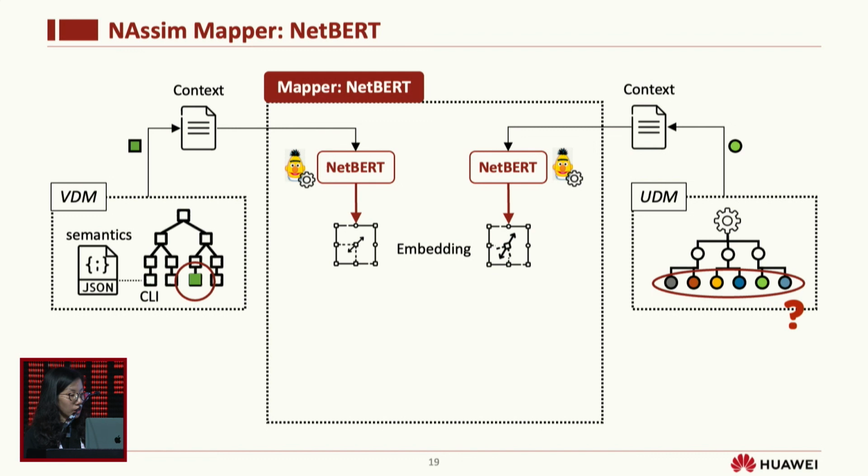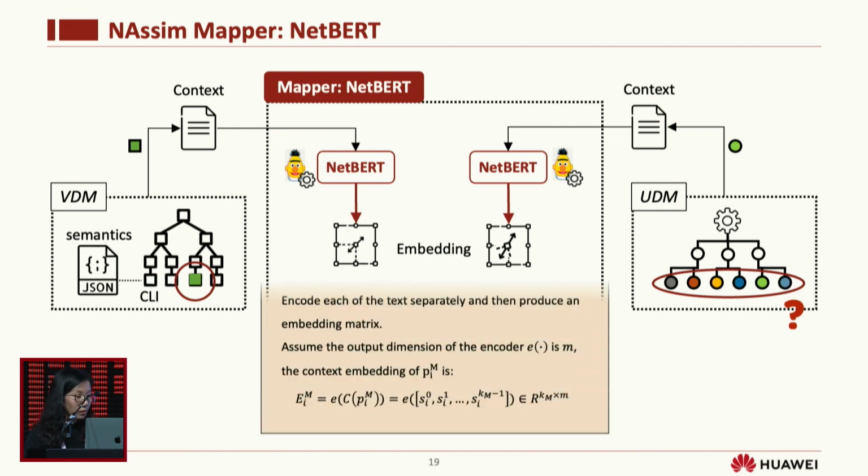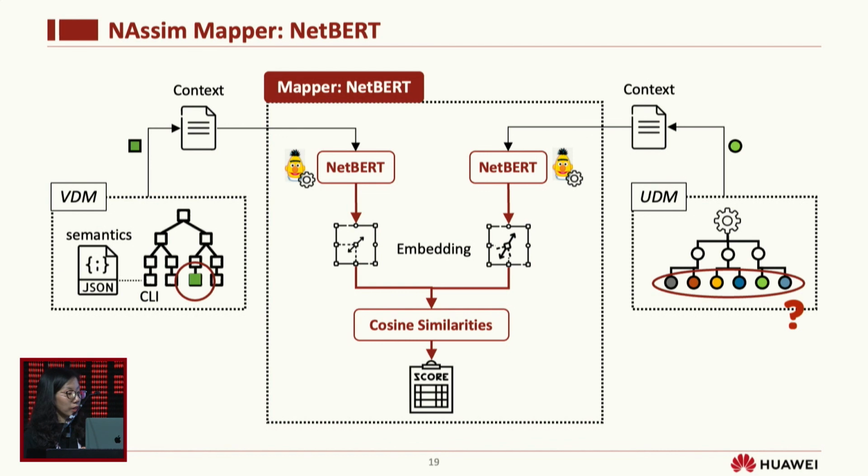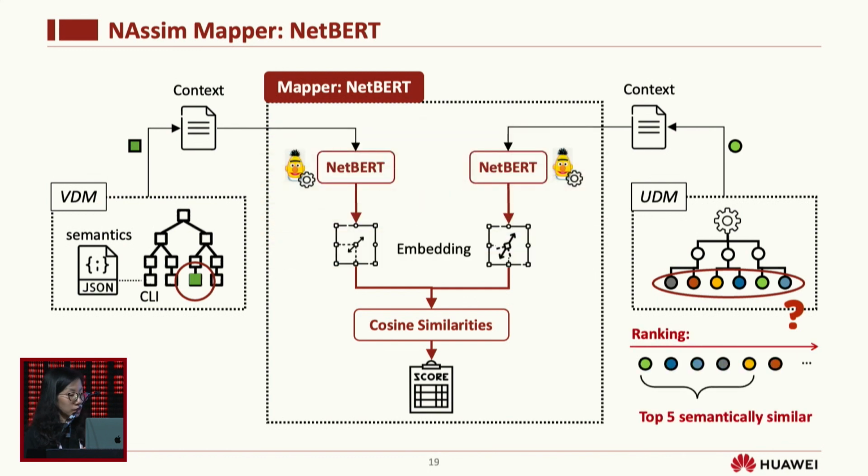And in the next step, we leverage BERT, the most popular pre-trained NLP model, and we train a domain-adaptive version to encode the contextual information into embedding vectors. And then we evaluate the cosine similarity between the embedding vectors to quantify the semantic similarity between the contextual information. And we will run this process multiple times so that we can get a ranked list. In this way, for configuration items, the mapper can recommend the top K semantically similar mapping parameters.